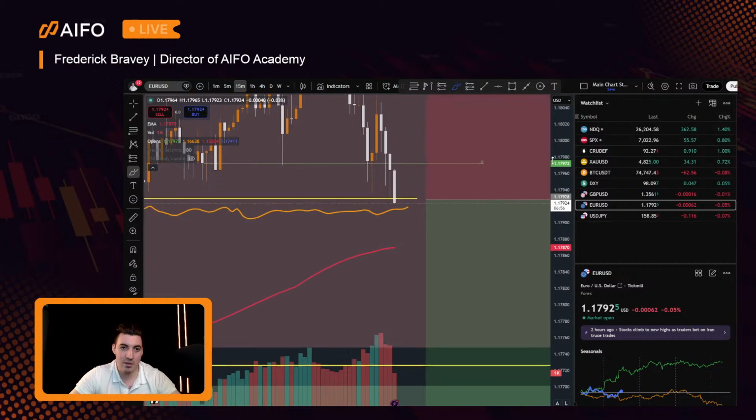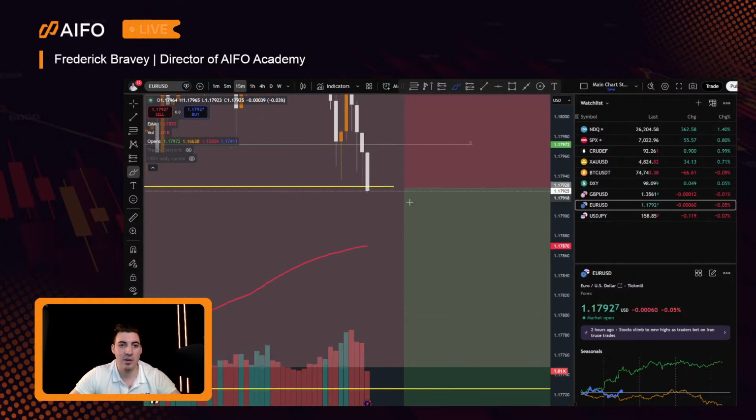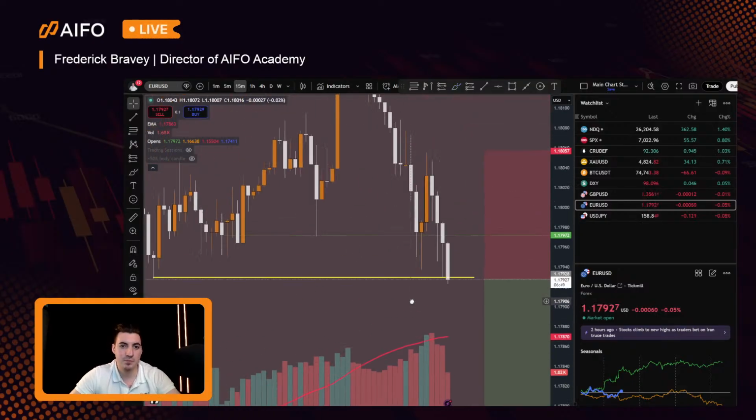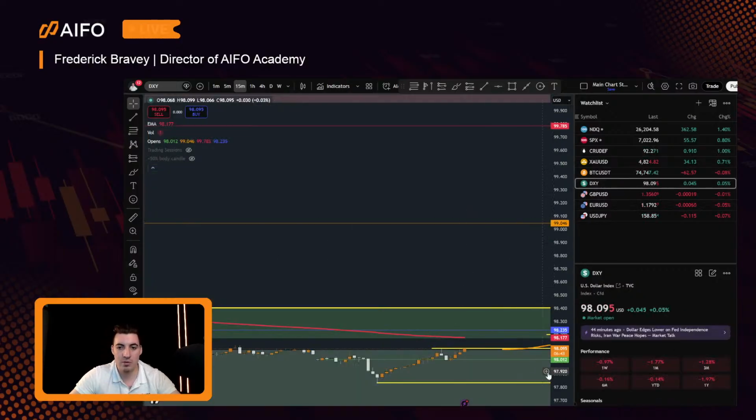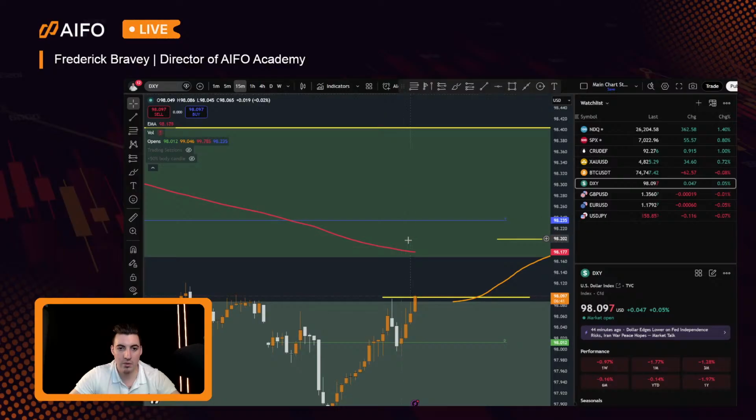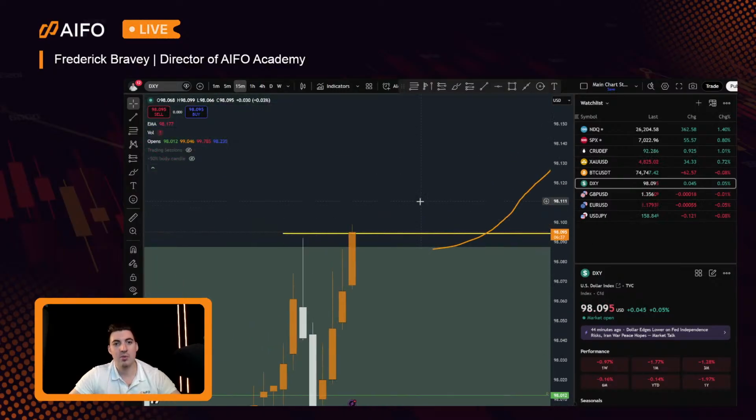Oh, finally, we have a really nice break here. That's a very nice break. Now it just needs to hold. If this break can hold, that means the DXY is also broken. Let's see. Yes, it has. So DXY has finally broken that resistance line.